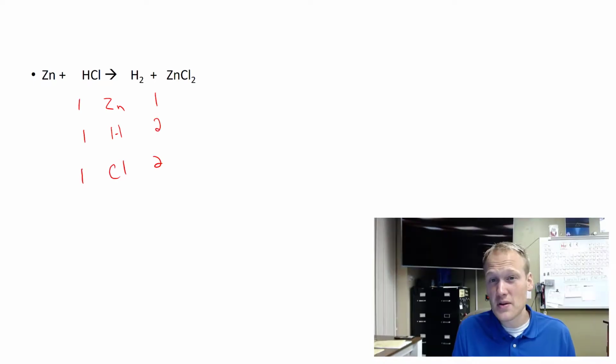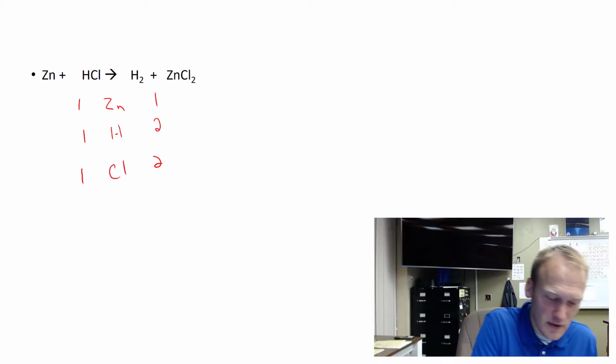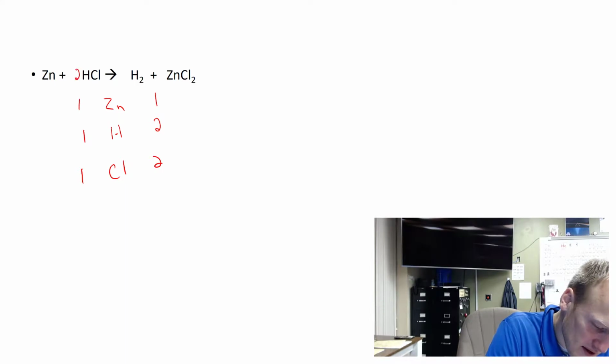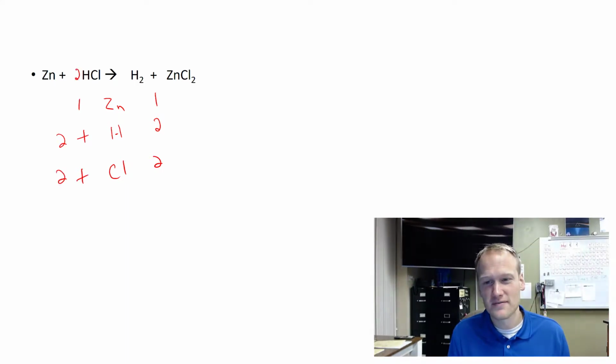We've got zinc, hydrogen, and chlorine. This one is another one that's pretty simple to balance. If you look at the left, you can just put a 2 here, and that is a balanced chemical equation. All right, last one with some polyatomics.